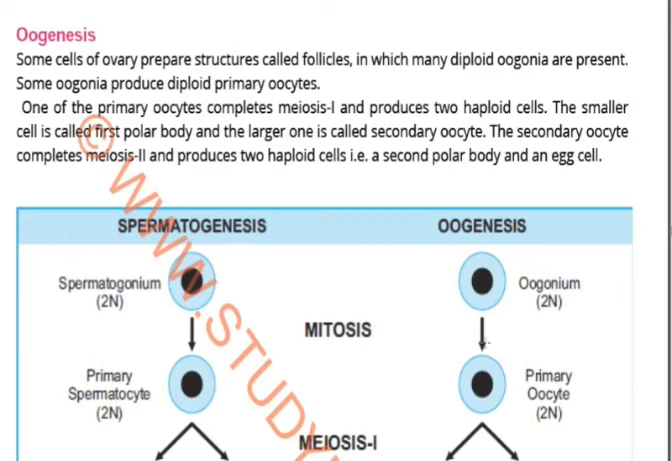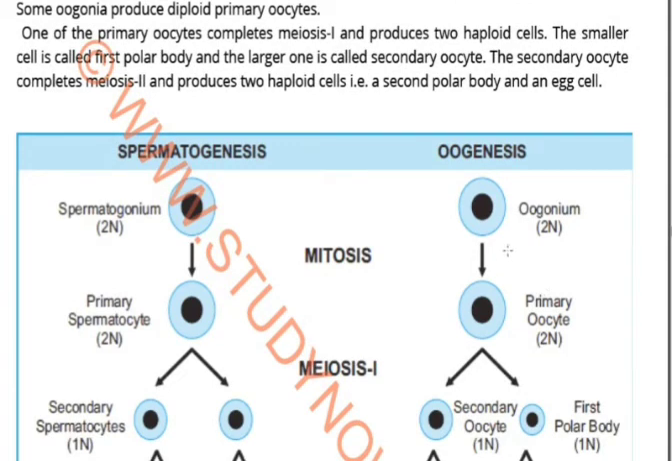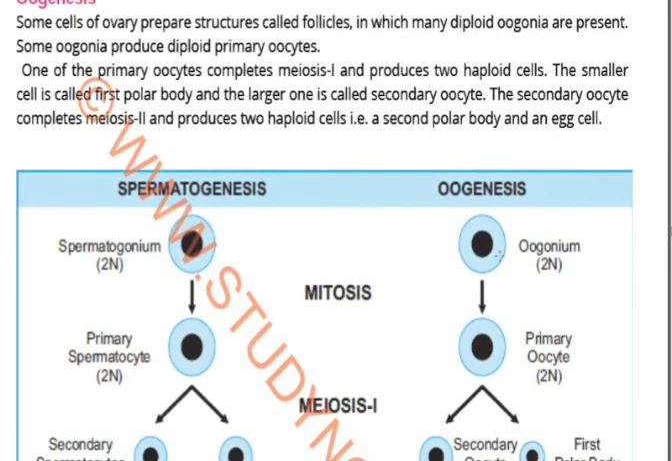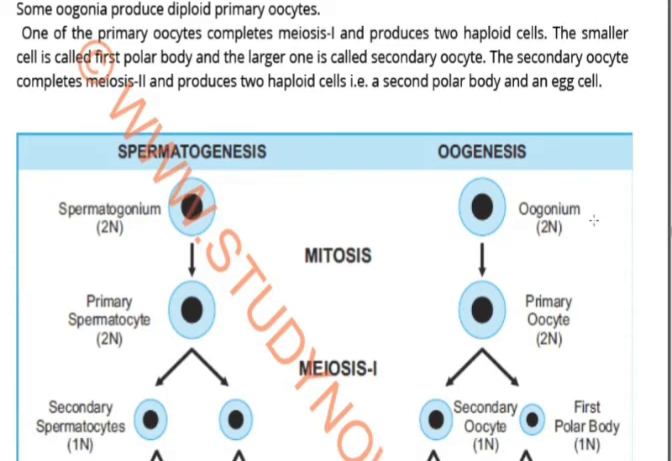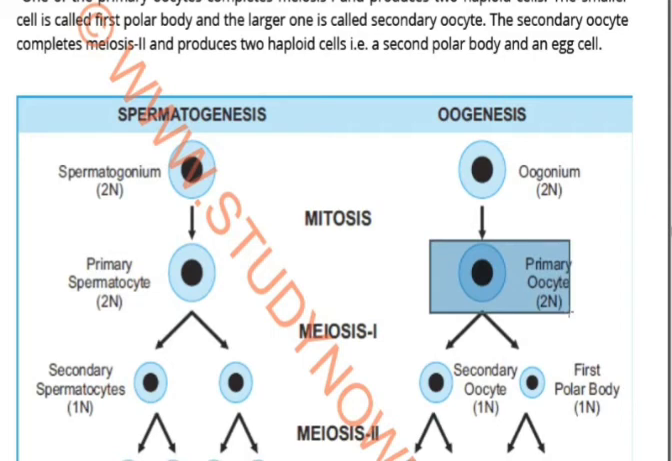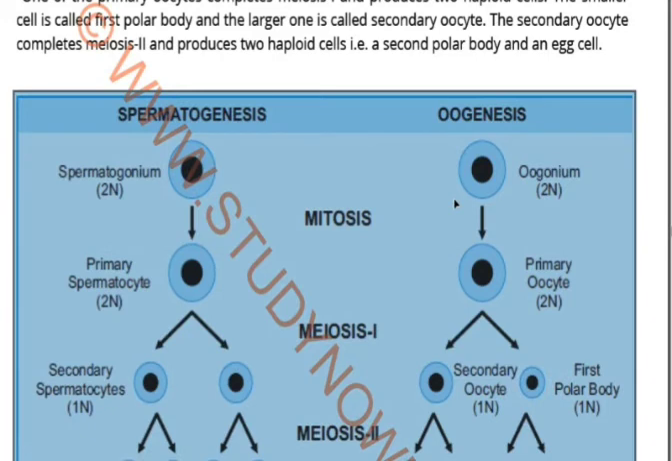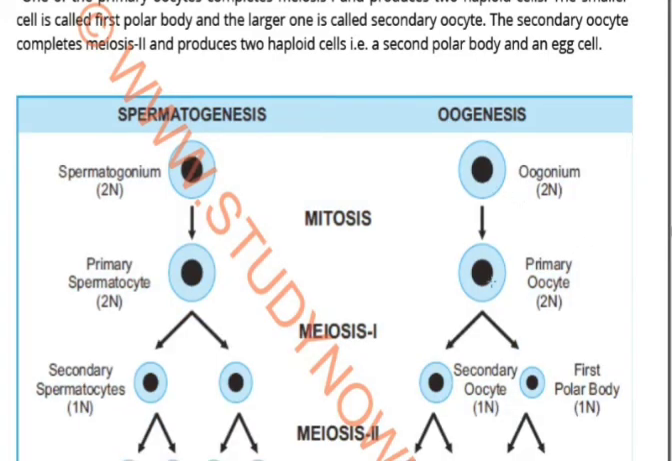Some cells of the ovary prepare structures called follicles. These follicles have oogonium, and oogonia is the same thing. Oogonium is the singular and oogonia is the plural. So oogonia are present. Some of the oogonia, not all, have then primary oocytes, which are diploid. Till here the cycle is diploid. Why some? Because some of the oogonia undergo mitosis and they produce primary oocyte here. Then what happens?